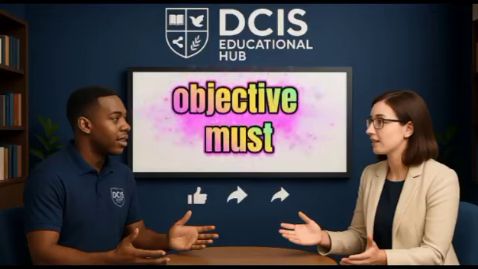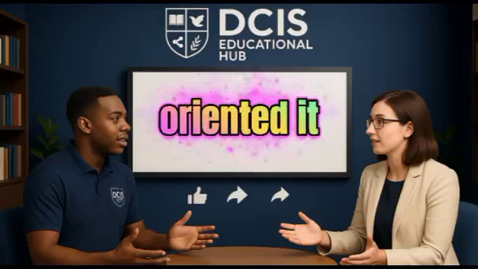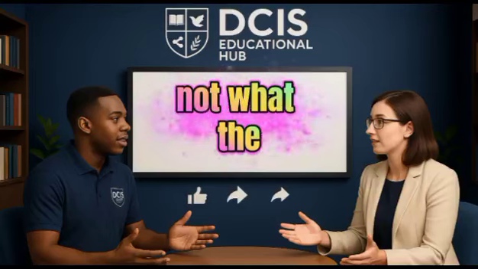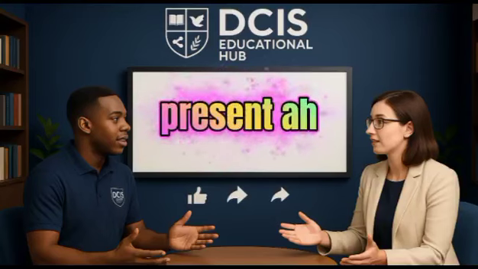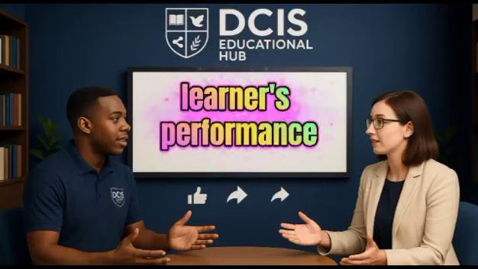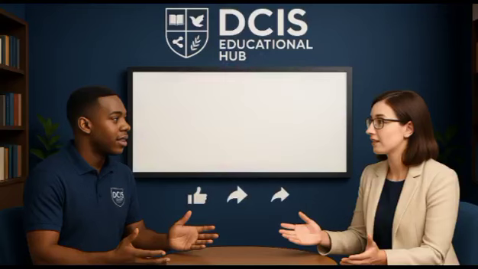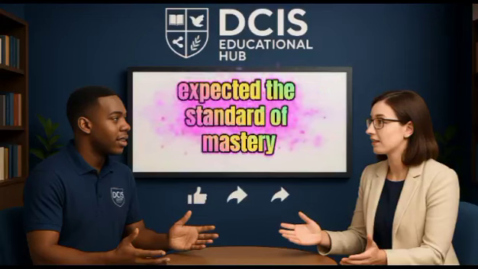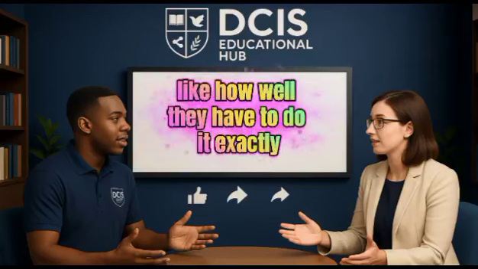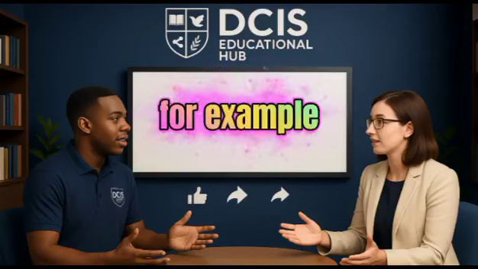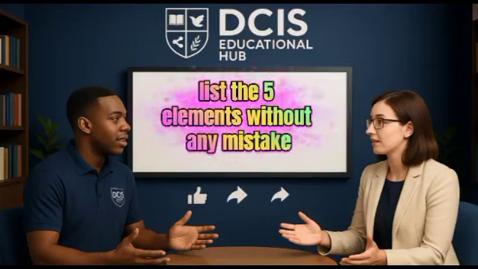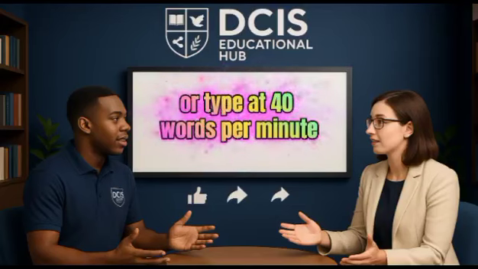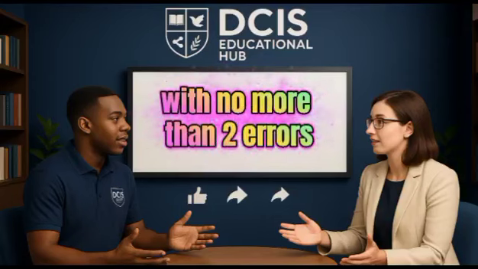3, the objective must be learner-oriented. It has to focus on what the student will be able to do as a result of the instruction, not what the teacher plans to cover or present. Big difference. Focus on the learner's performance. Crucial difference. 4, a well-stated objective should ideally show the degree of performance expected, the standard of mastery. Like how well they have to do it. Exactly. For example, list the 5 elements without any mistake, or solve 9 out of 10 problems correctly, or type at 40 words per minute with no more than 2 errors. It sets a clear target.